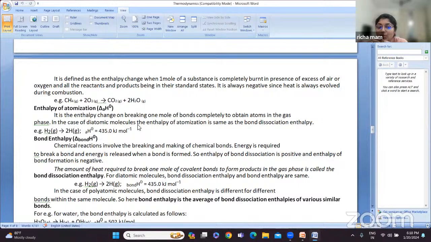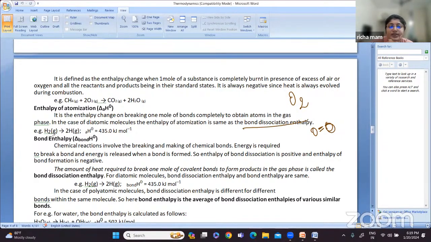So if we have a diatomic molecule, suppose we have oxygen, an O2 molecule, the enthalpy of atomization will be the same as the bond dissociation enthalpy. What do you mean by bond dissociation enthalpy? The energy which is required to break the bond between the oxygen atoms. Oxygen in diatomic state means it will be in its O2 form. There is a double bond in between. The energy required to break this bond and dissociate these two atoms is called bond dissociation enthalpy.